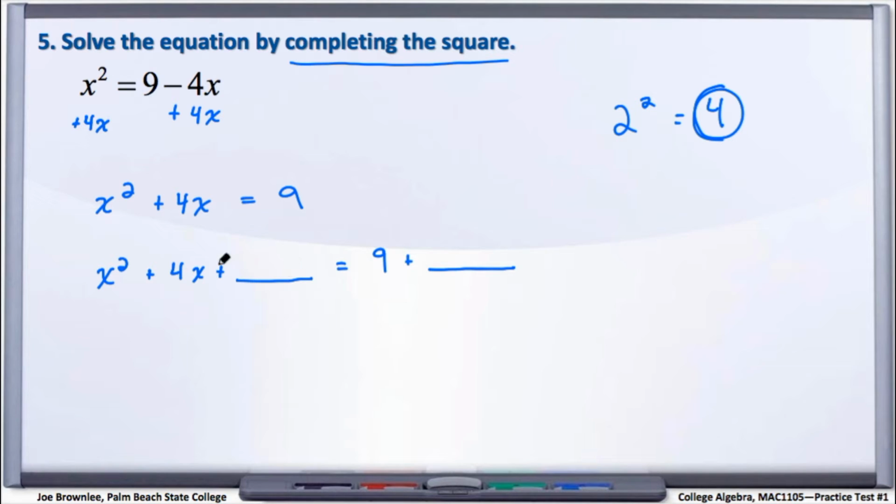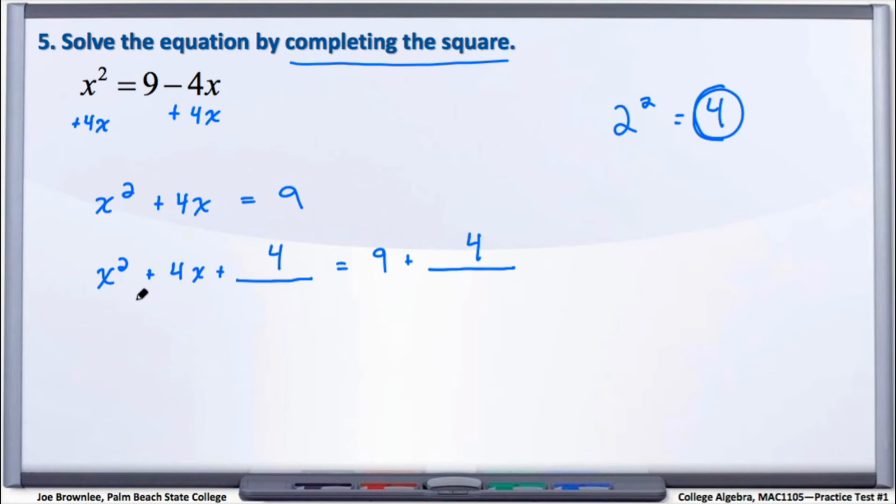That's why I like using this little model, this plus blank equals 9 plus blank. It reminds me that no matter what I add to the left, I have to remember to add it to the right. So again, take half the coefficient of the x. 4 divided by 2 is 2, and then square it to give us 4. So we add that value to both sides. And this is completing the square.